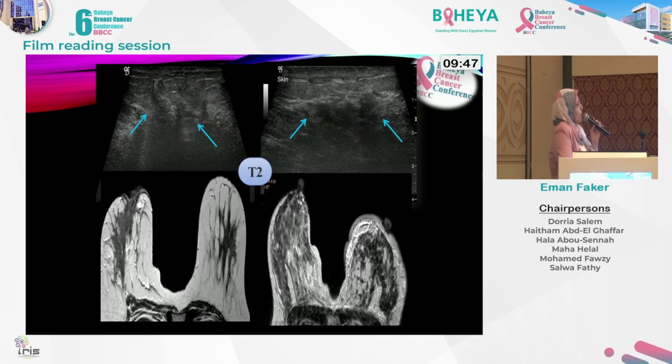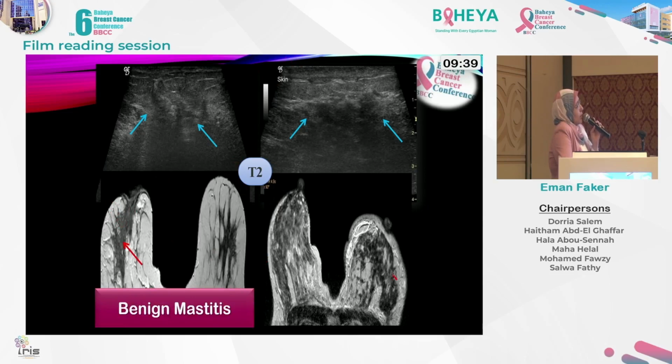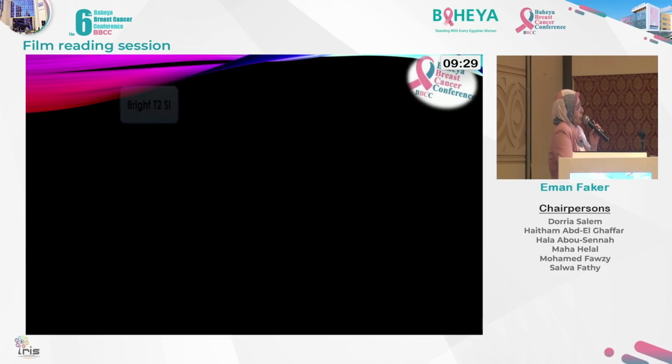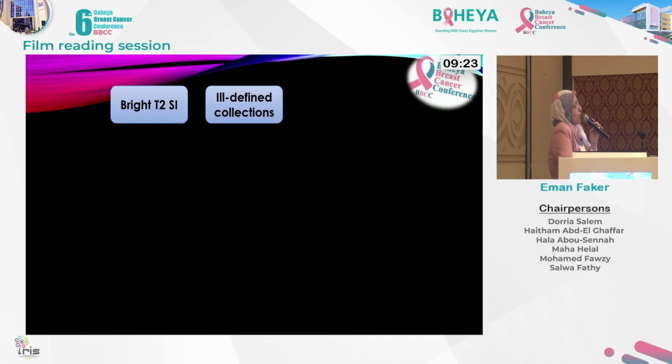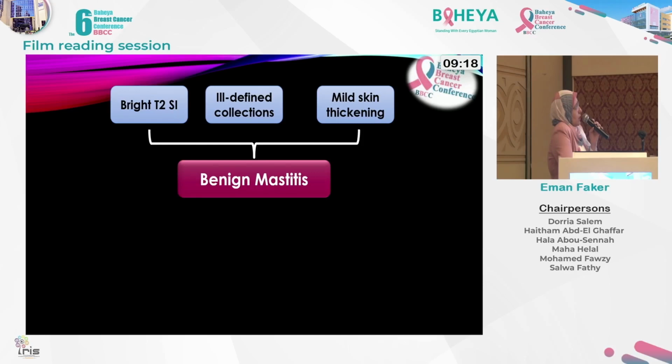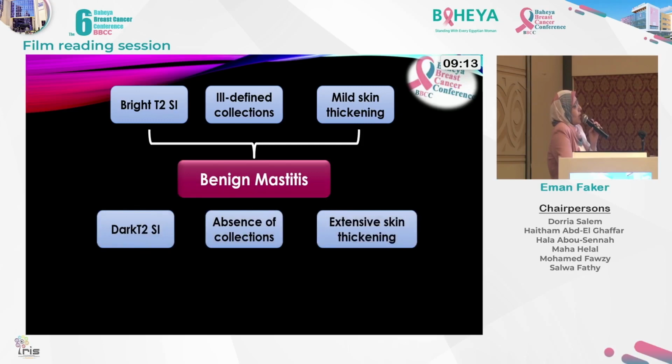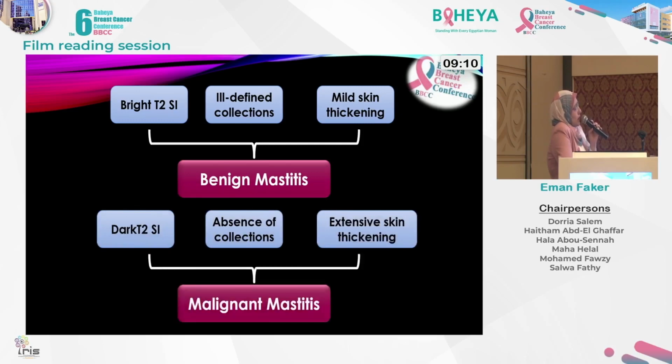We can see that it's a bright T2 signal intensity, so it turned out to be benign mastitis. Yet the other case, the parenchyma showed low signal intensity in T2, so it turned out to be malignant mastitis. So to summarize, the bright T2 signal intensity with ill-defined collections, with mild skin thickening, all goes to benign mastitis, while dark T2 signal intensity, absence of collections, and extensive skin thickening go with malignant mastitis.